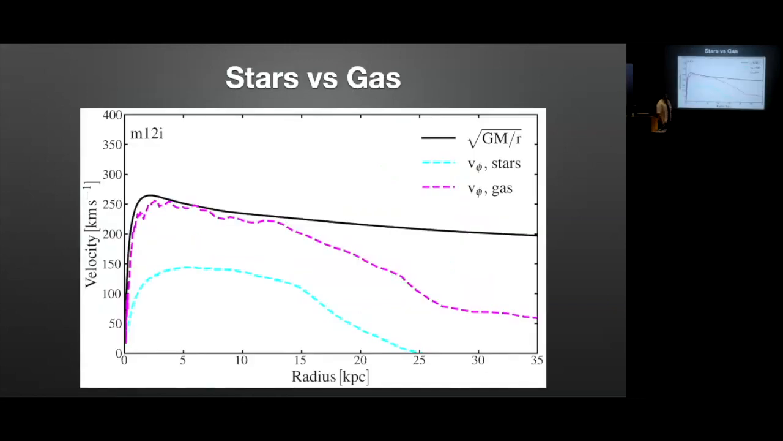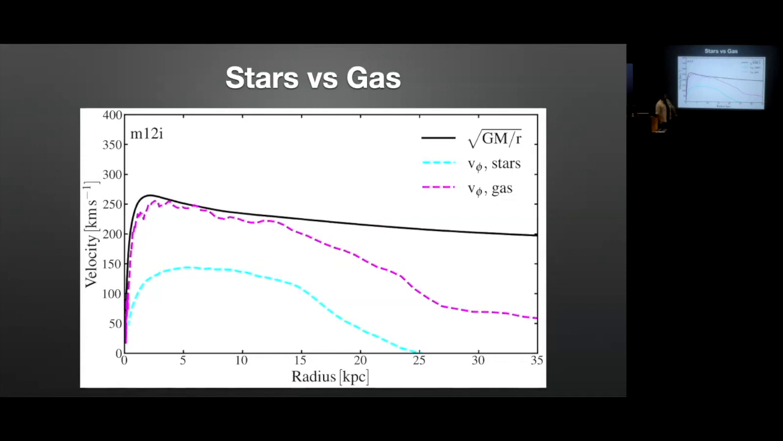For one of the galaxies in our sample, this is m12i, which I'll be using as an example throughout the talk while I'm showing these curves. In the black, you see the actual root GM over R rotation curve for all of the mass within the galaxy. And in the magenta, we're showing the V phi of the gas. This is the azimuthal velocity component if you grab the particles in cylindrical coordinates. And the cyan line is showing the same thing for the stars. This is just grabbing all of that gas and all of the stars within 100 kiloparsecs.